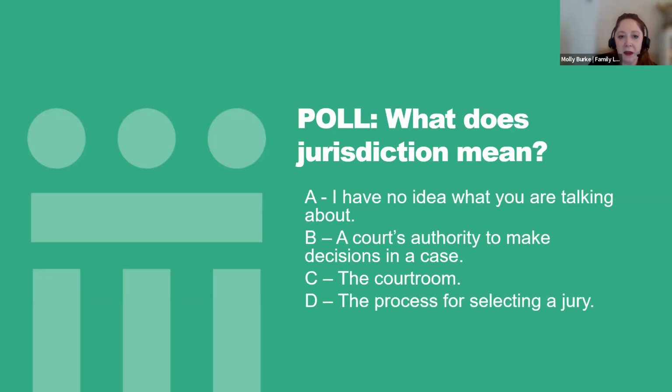So first, jurisdiction, what does jurisdiction mean? A, I have no idea what you're talking about, which is absolutely okay. That's why we're here. B, a court's authority to make decisions in a case. C, jurisdiction means the courtroom. Or D, the process for selecting a jury. And I'll give it just another second.